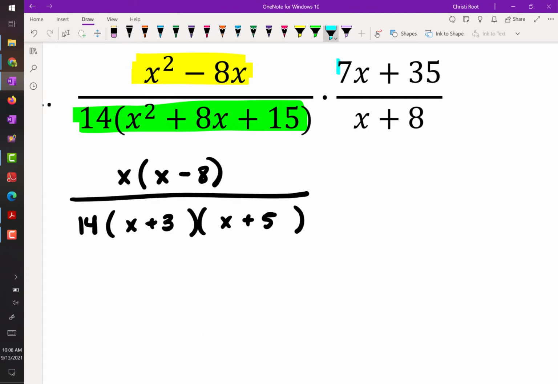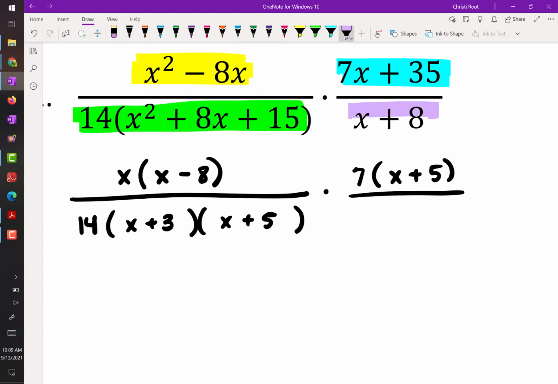Okay, moving on to this section right here. Looks like I've got a greatest common factor of 7. So it leaves me with x plus 5. And this part right here looks like I can't do anything about it. It doesn't have a GCF, it's not a trinomial, and it's just linear. So I'm just going to leave that x plus 8. There's nothing I could do. But it is a binomial.